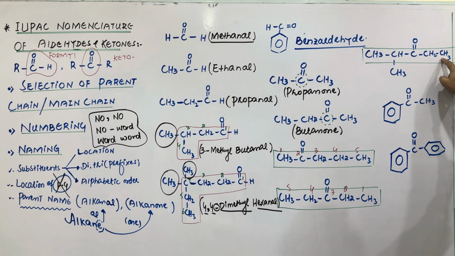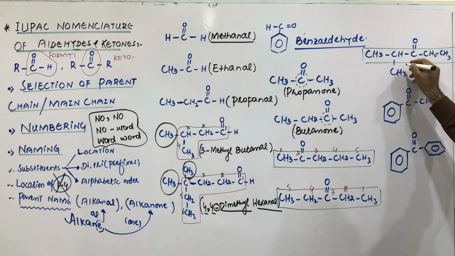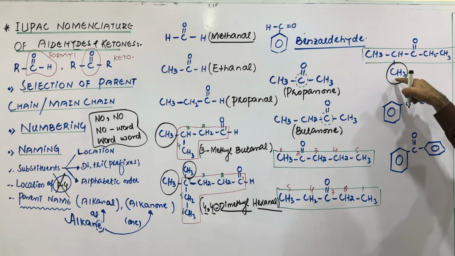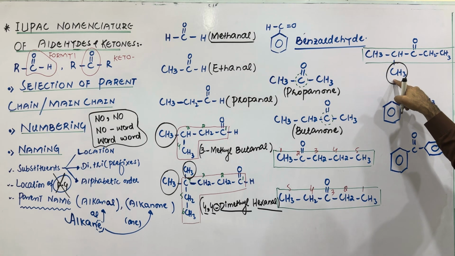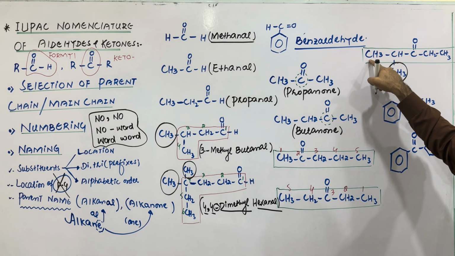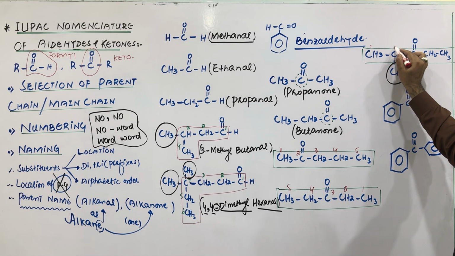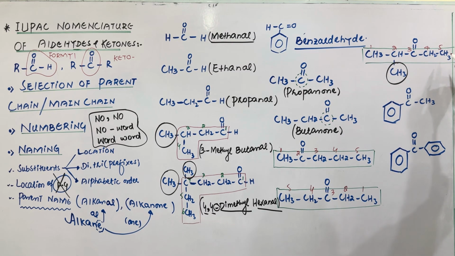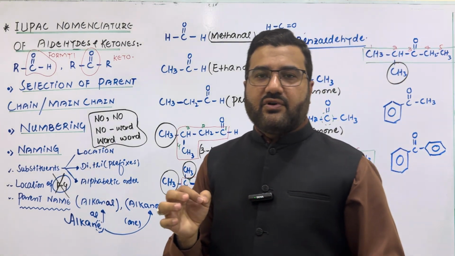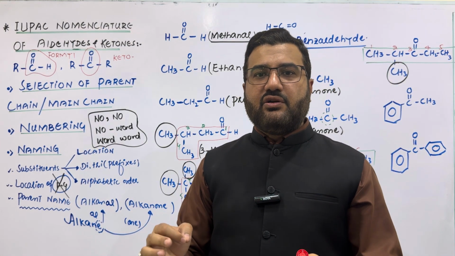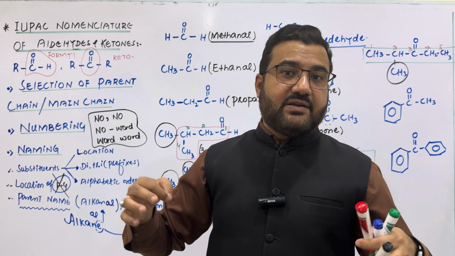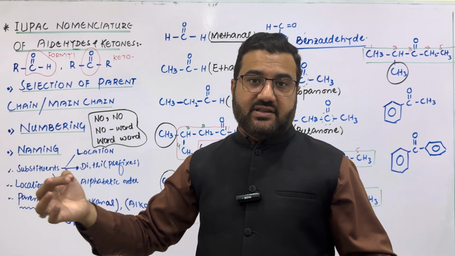Now, starting from this side, this substituent is present at the fourth carbon. But from this side, this substituent is present at the second carbon. It means this is the side from where the substituent is nearer. So we will start numbering from this side of the chain. You cannot start numbering from the other side because the substituent will be far away. So the rule is that first of all look for the functional group. If the functional group is at equal distance, then look for the substituent and start the numbering from the side where the substituent gets nearer.